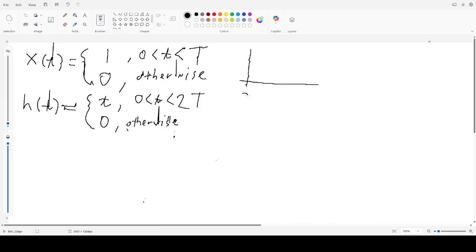So there's 0. This is tau. Height of 1. This is big T, and this is x of tau. Now, we changed variables from t to tau because we're going to do convolution. We need to do it with tau. And let's draw the standard h before we start doing stuff.